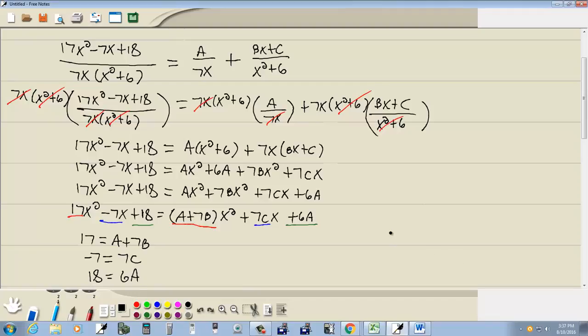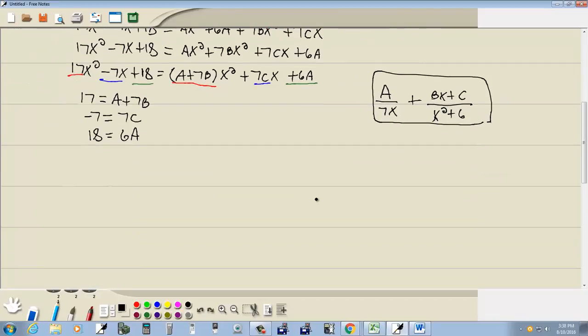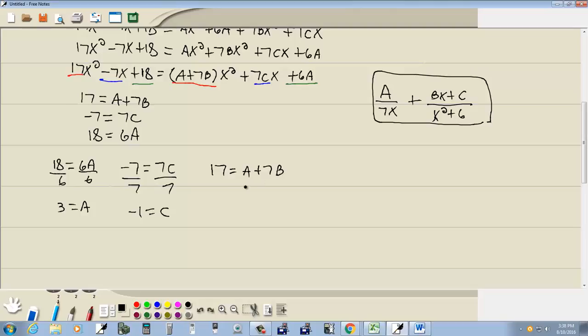Now we want to solve this, so we then can figure out what a should be, what b and c should be, and plug it into this right here. Well, some of these are pretty easy to find. I don't have to use my three equations, three variables we saw earlier, because this one already has a by itself. So we've got 18 is equal to 6a, divide both sides by 6, we get a is equal to 3. This one, we got negative 7 is equal to 7c, divide both sides by 7, and we get c is equal to negative 1.